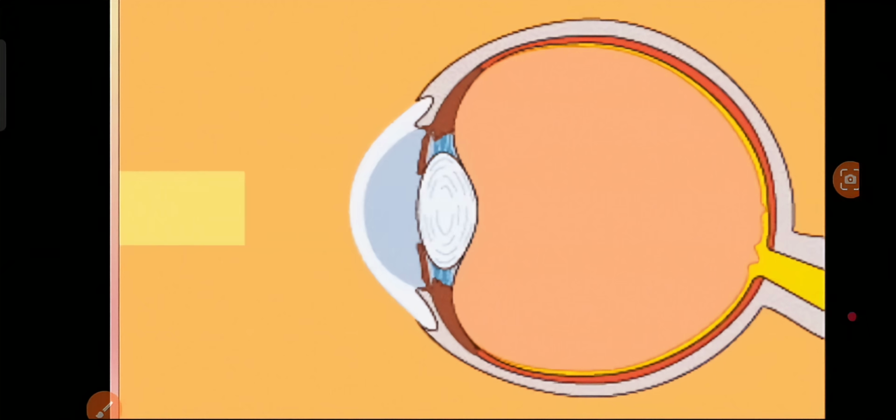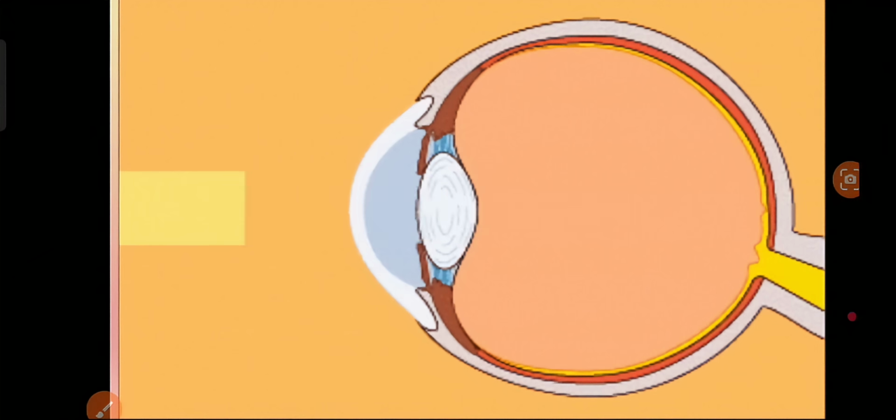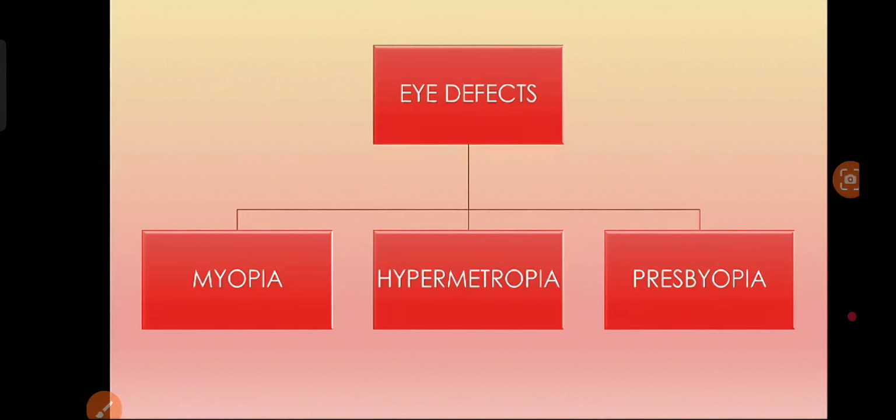But in this scenario, if you observe, the light rays are falling on the eye lens, but the image is not forming on the retina. Before the retina only, the image is forming. This eye defect is called myopia. At this point, people can't see the image because the image is not forming on the retina. Here you can see the eye defects: myopia, hypermetropia, presbyopia.